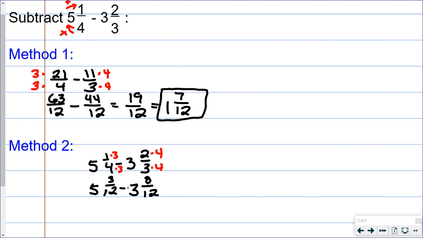So when this happens, you want to make this 3 greater than 8. And the way that you do that is by borrowing from the whole number. What I'm going to do is borrow 1 from this whole number, and so it's going to become 4. And that 1 that I borrowed, I want to add to 3/12. If I have 3/12 and I want to add 1 to that, the way that you would do that is by doing 3/12 plus 12/12.